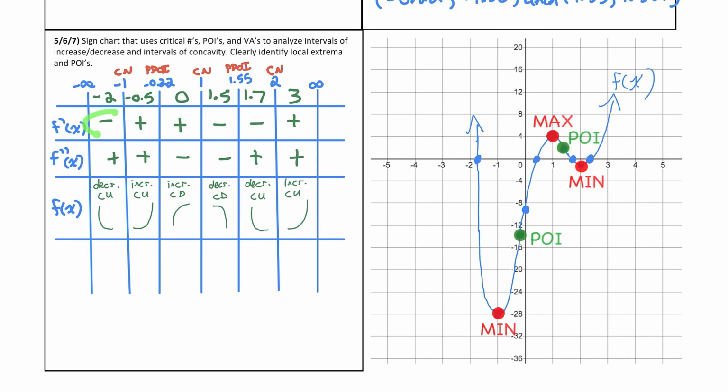All right, should have been decreasing when x is less than -1 and between 1 and 2. And it should have been increasing between -1 and 1 and when x is bigger than 2. Good. Concave up in those two intervals. So concave up there and also concave up here. And then concave down just between those two values of -0.22 and 1.55, which is this section right here.